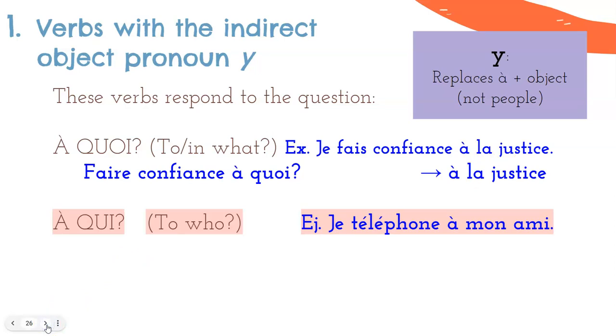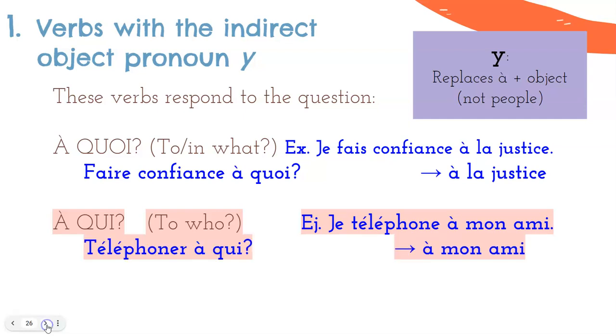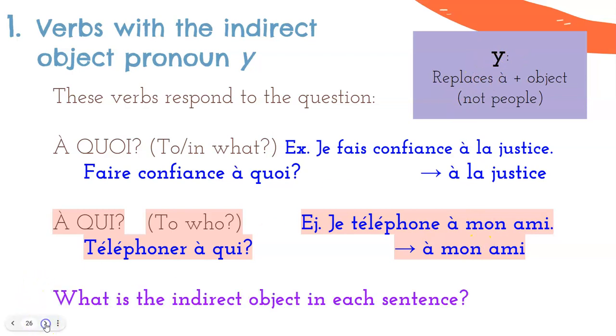So you might remember that indirect object pronouns can also come up with the question à qui, and that's not an invalid question here. It's just one where we would still use the same indirect object pronouns. So je téléphone à mon ami, téléphone à qui, à mon ami. We're not going to replace that one with y because it's a person, not an object.